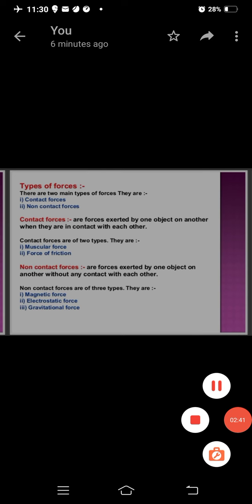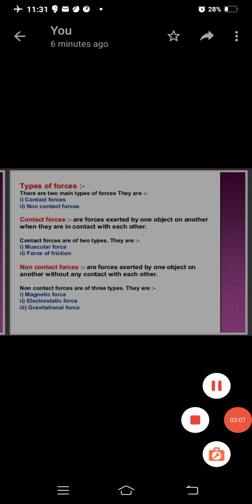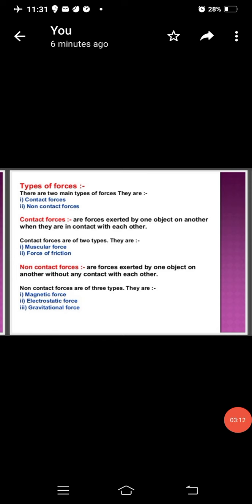Now, the next type of force is the non-contact force. As the name suggests, forces which do not make physical contact with the body and act through space are called non-contact forces. Here the two bodies are not in direct contact with each other. Now we will see different types of non-contact forces. The first one is the magnetic force. The force which is exerted by a magnet is called the magnetic force.